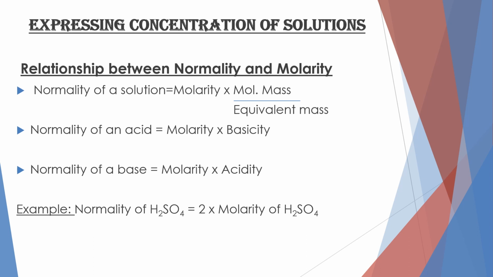So the first relation is the relationship between normality and molarity, right? As you know, normality of a solution is equal to molarity into molecular mass upon equivalent mass. Normality of an acid is equal to molarity into basicity. Normality of a base is equal to molarity into acidity. For example, if we have to calculate the normality of H2SO4, you know H2SO4 contains two H positive ions. So normality of H2SO4 is equal to 2 into molarity of H2SO4, right?